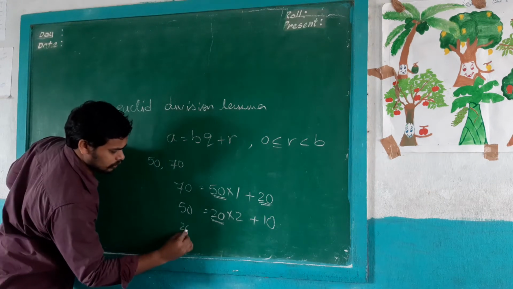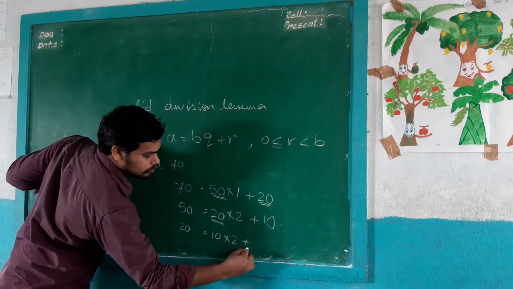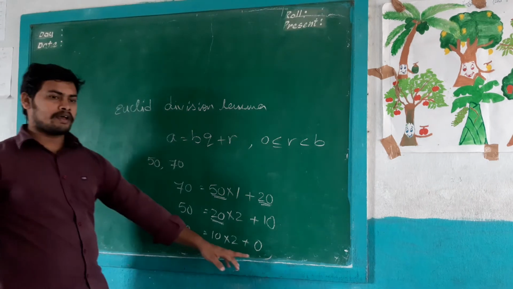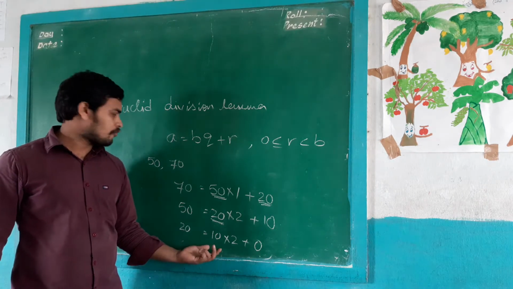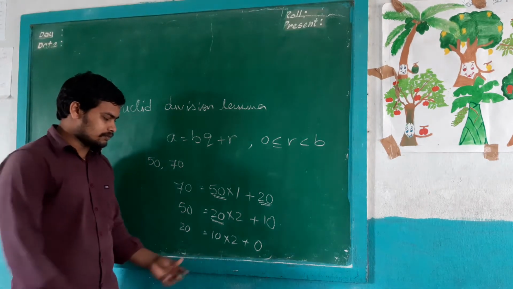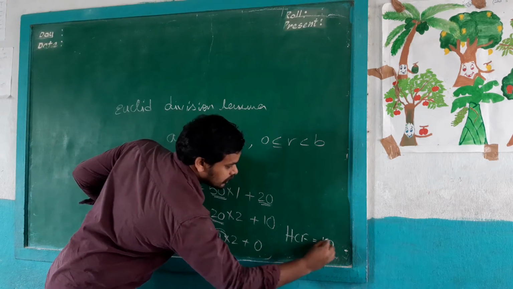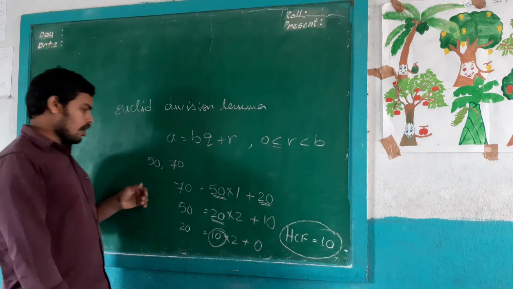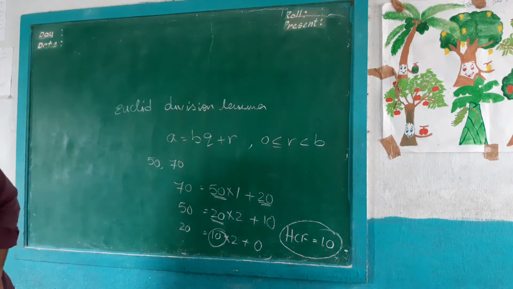Now 20 here, and 10. 10 into 2 is 20, remainder 0. So whenever 0 comes, the process stops here. Here the HCF of 50 and 70 is 10. HCF is 10 of 50 and 70. Okay. Let us take another example.